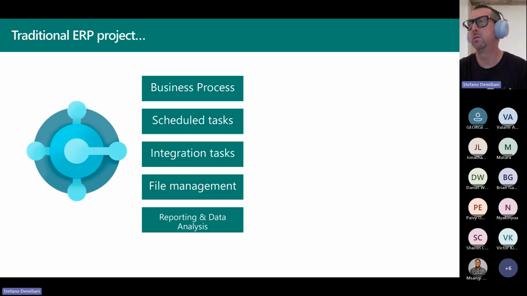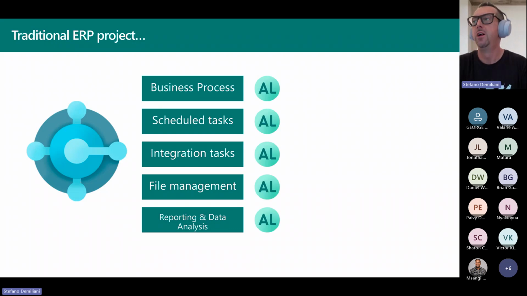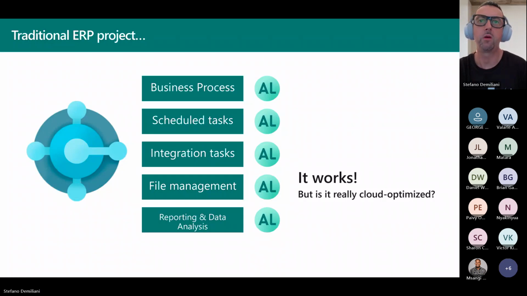And probably the big error in Business Central projects, especially in Business Central cloud projects, is that all these tasks, I always see, are done inside the Business Central platform, so are done in AL language. This works. Okay, if a project is done like this, it's okay, probably. But a project like this is often not cloud optimized, because doing every type of task in AL language inside the ERP box is not always the best in terms of performance and in terms of tenant management itself.